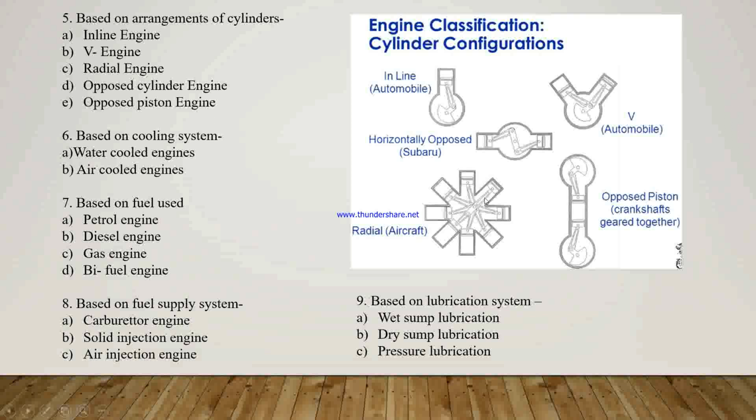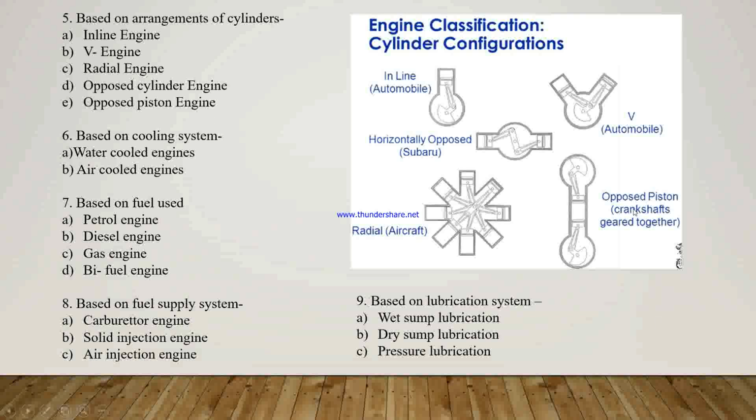Next is the opposed cylinder engine, that is horizontally opposed. In this engine there are two cylinder banks which are located in the same plane on opposite sides of the crankshaft, and it can be visualized as two inline engine arrangements 180 degrees apart, and the connecting rods of the two cylinders are connected to a single crank. It provides a well balanced engine. And last is the opposed piston engine.